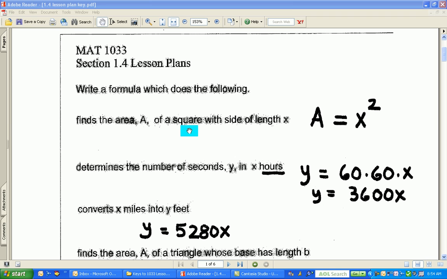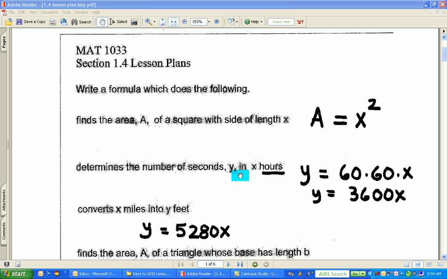Remember, to find an area of a rectangle, you multiply the length times the width. So for a square, if one side has length x, the other side has length x. So x times x would be x squared. And since A represents the area, A equals x squared, and that's our formula.